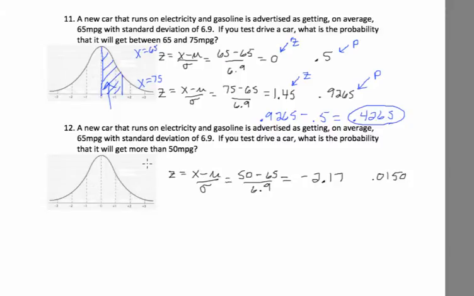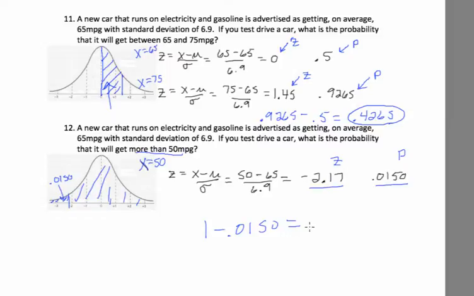More than 50 miles per gallon. 50 miles per gallon is my data value. I use my formula to change that into the z-score. I use my table to find the probability that you're to the left of that. So to the left of the z-score of negative 2.17, that probability is 0.0150. But look, I wanted more than. I wanted this area. So I'm going to take 1 minus that to get my answer of 0.9850.